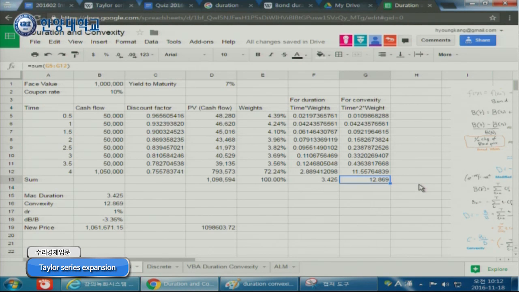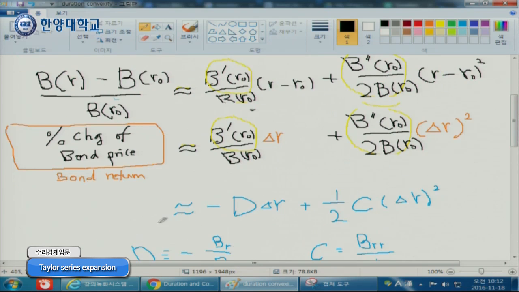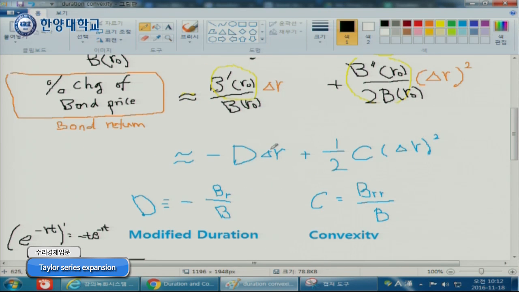Now let's simulate the bond price. Suppose the interest rate goes up by 2%. Suppose the change in interest rate is 2%. I want to know how much the bond price changes.